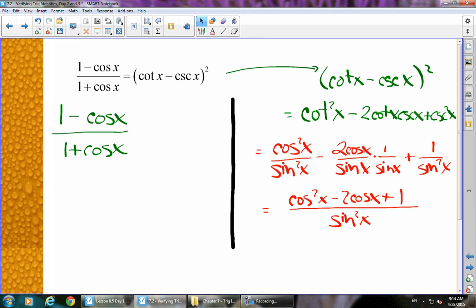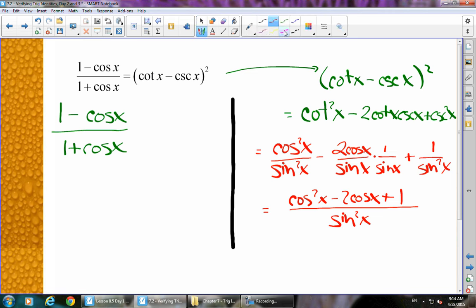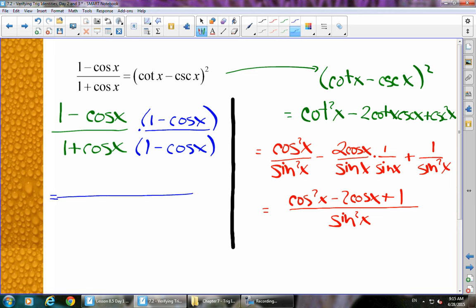So what will end up happening now over here on the left-hand side is that gives me the idea that I'm going to multiply this bottom over here by the conjugate, so I get that difference of perfect squares. If I do it on the bottom, I need to do it on the top as well. When I multiply this out using the algebra, the bottom is now going to become 1 minus cosine squared x. And that's going to eventually turn into sine.